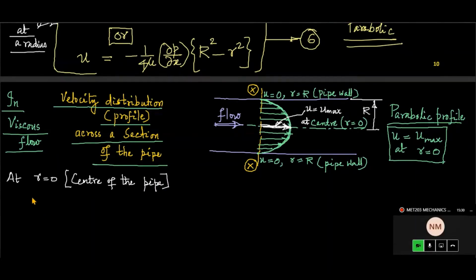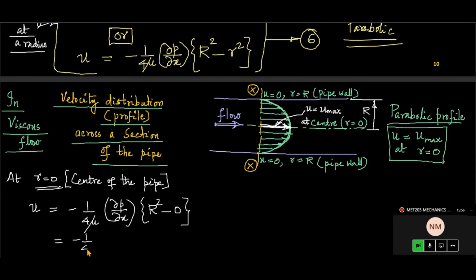the velocity of the fluid layer will be what? So u is equal to, just to substitute, minus 1 by 4 mu dou p by dou x, that is the pressure gradient, into capital R square minus small r square, which is now 0. So the expression will be minus 1 by 4 mu dou p by dou x into capital R square. This u is the u max. So this u will be at r is equal to 0. This is the value of maximum velocity.